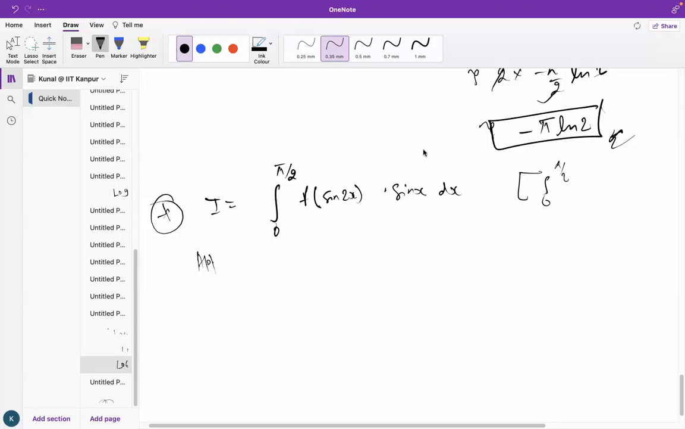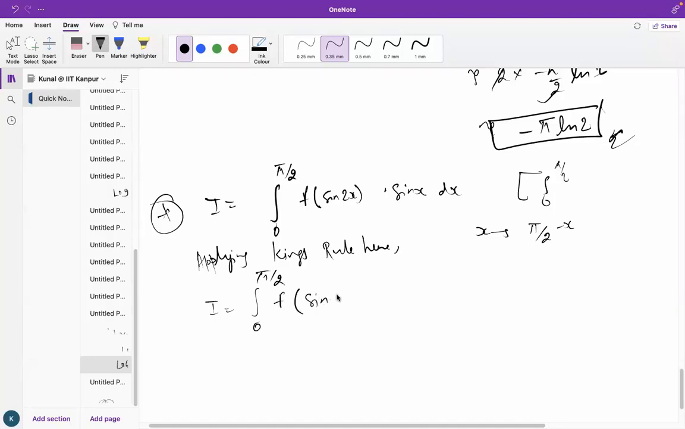So let's apply King's here. Applying King's rule, what do we get? We just replace x by upper limit plus lower limit minus x. So here it is pi by 2 minus x. So let me write the I. It will be from 0 to pi by 2, and f of sine of 2, replace x by pi by 2 minus x.